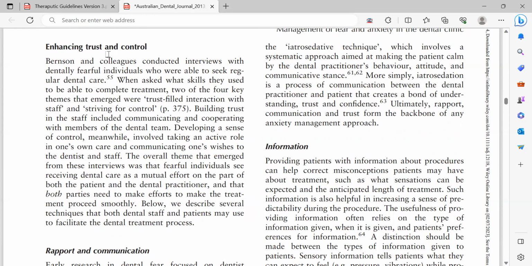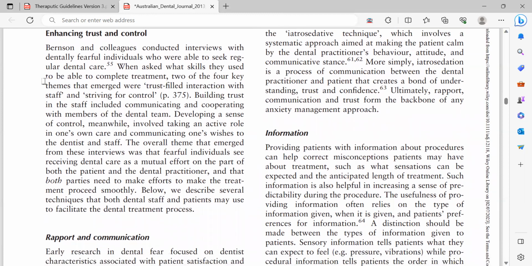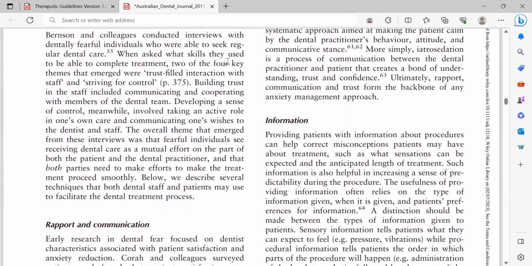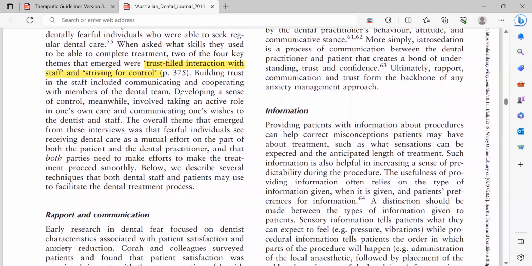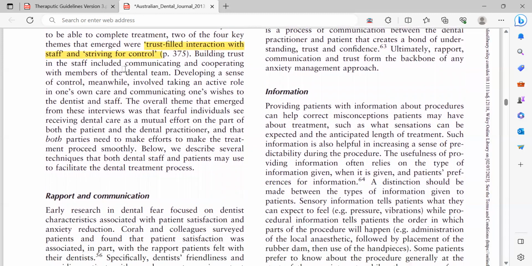They are for you. So they conducted interviews with dentally fearful individuals who were able to seek regular dental care. And when they were asked what skills they used to be able to complete treatment, two of the four key terms were trust-filled interaction with the staff and striving for control. So you need to make sure that your patient understands that everything is under their control. If they want us to stop at any time of the appointment, we will stop. It is very important. And building trust in the staff included communicating and cooperating with the members of the dental team.